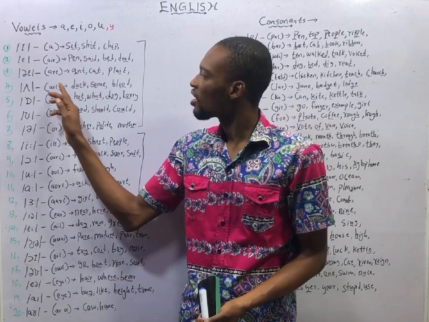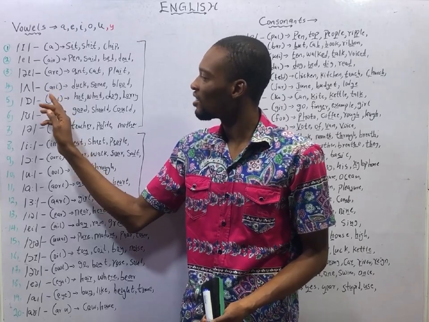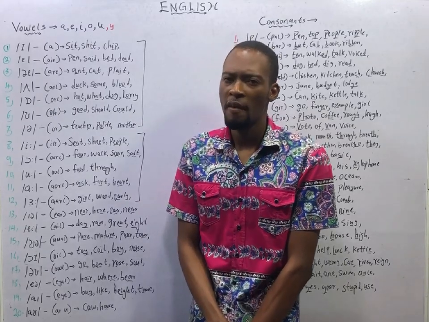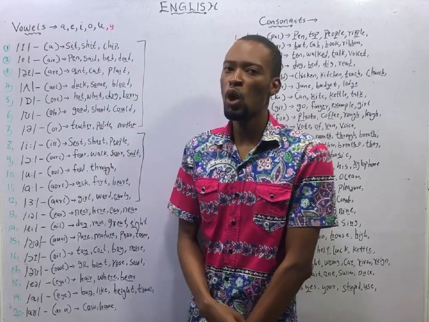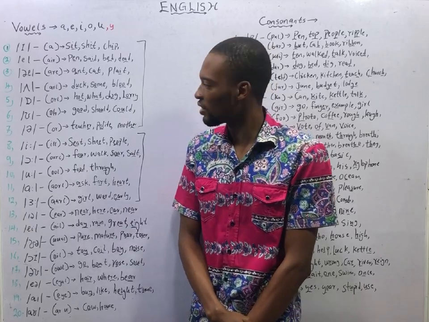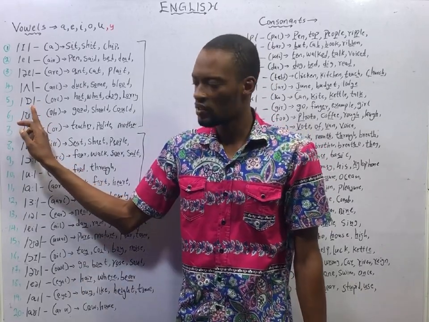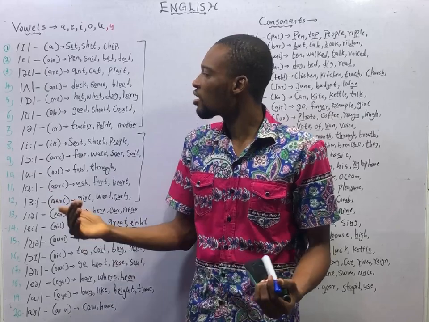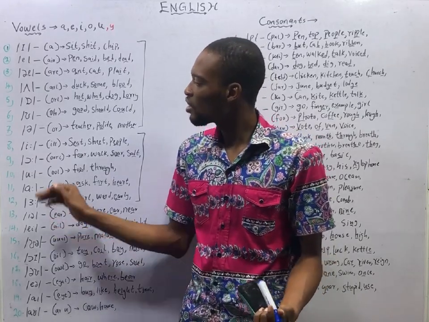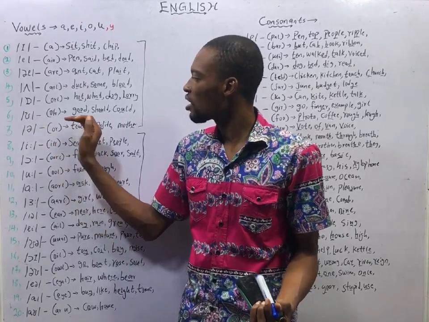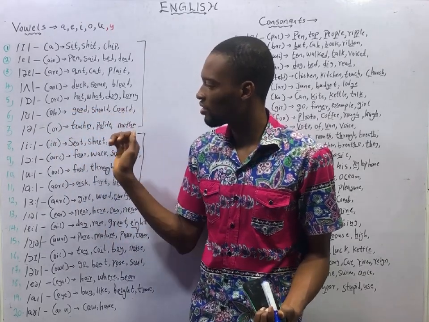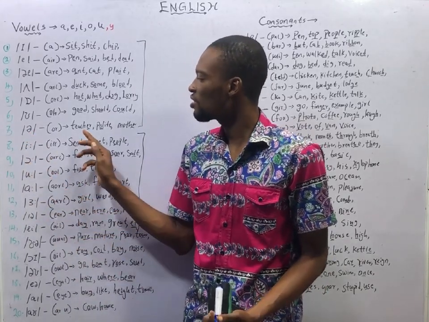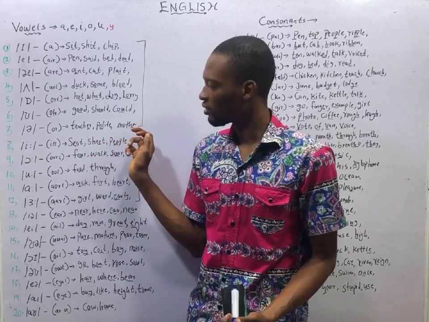This is the uh sound, as in dark, some, blood. This is blood, not blood, the uh sound. This is the or sound, as in horse, what, dog, lorry. This is the o sound, as in gold, showed, cold. This is the o sound, as in teacher, polite, mother.